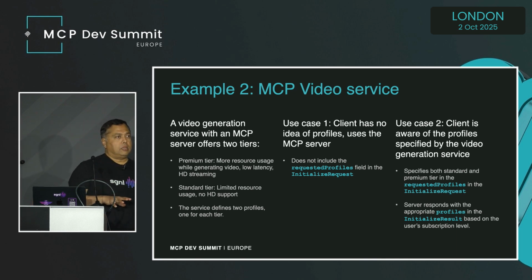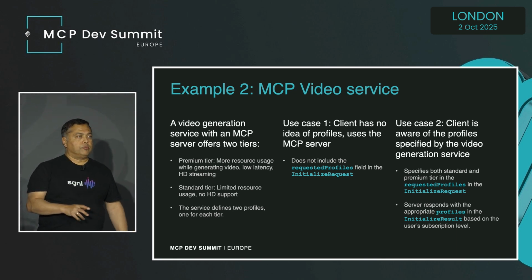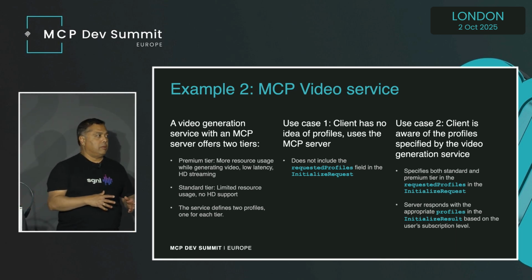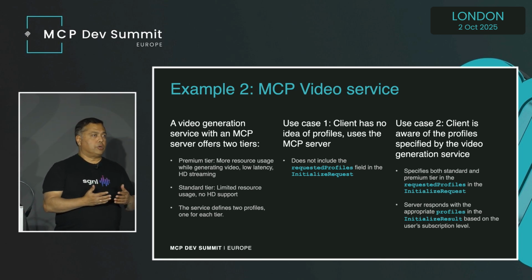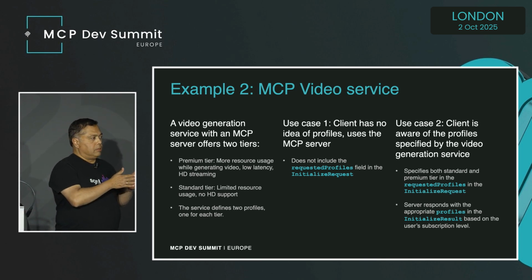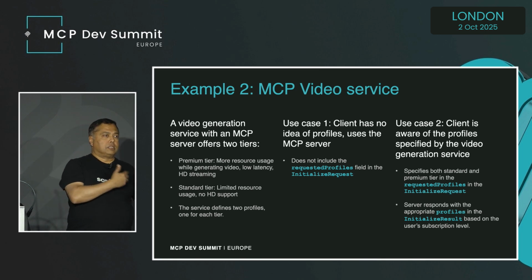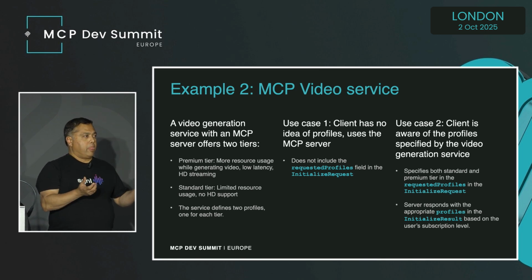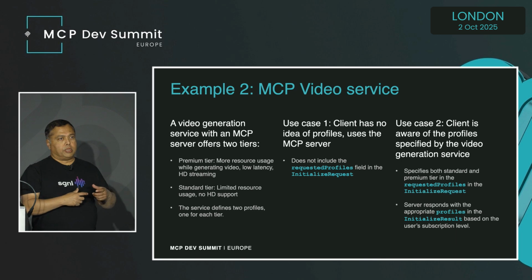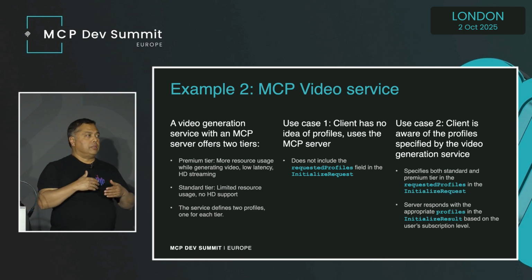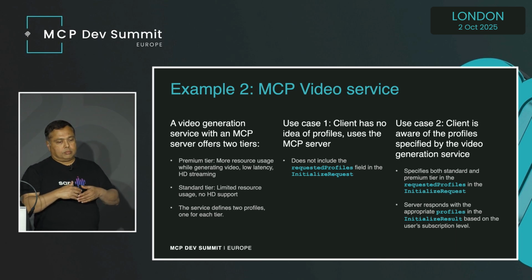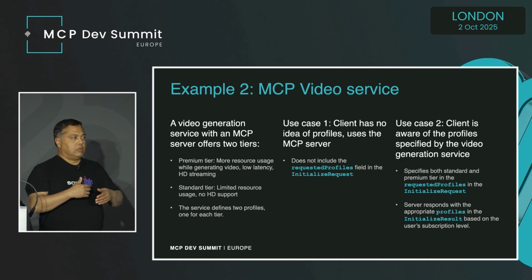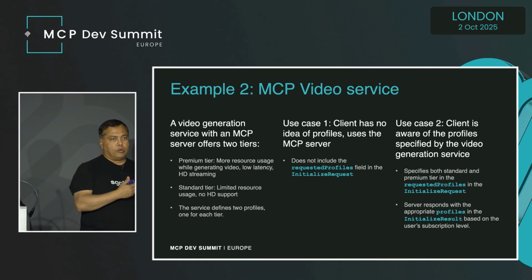So now there's another example, which is the video service. I'm imagining a consumer service where it supports two tiers. Let's say it supports the standard tier, which has some resource limitations, some video quality limitations and stuff like that. And there's a premium tier, which is available to paying customers, and that can support much more. It doesn't throttle the API. It gives you high quality video and stuff like that.